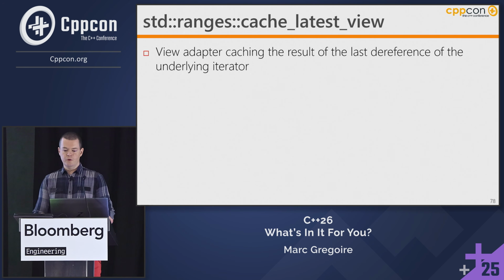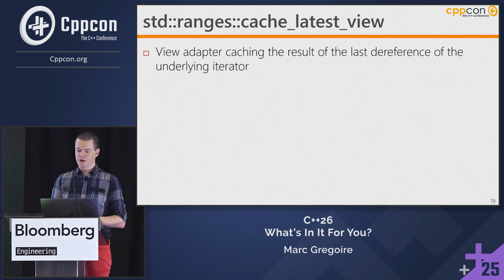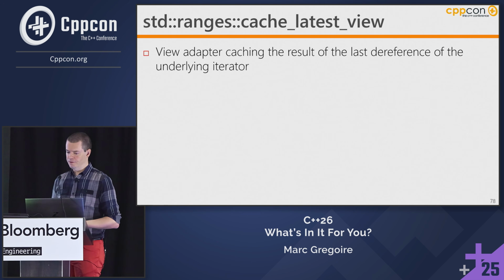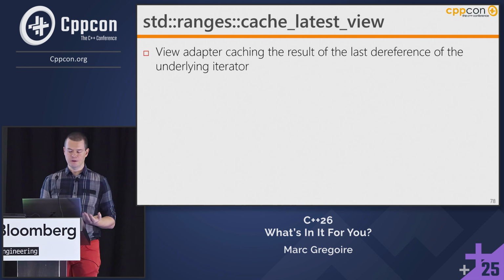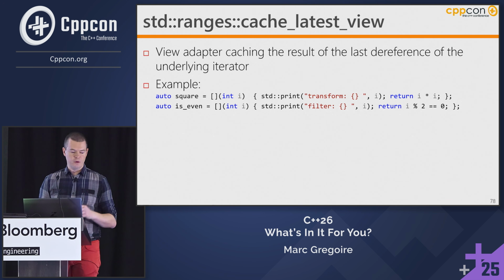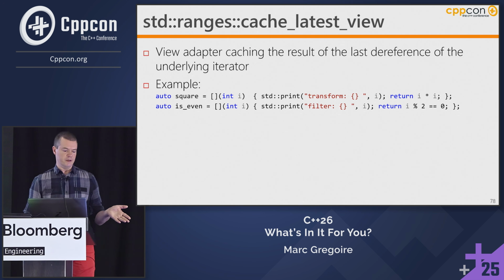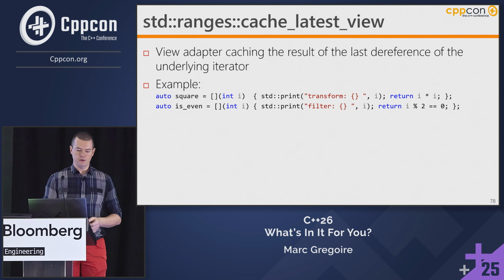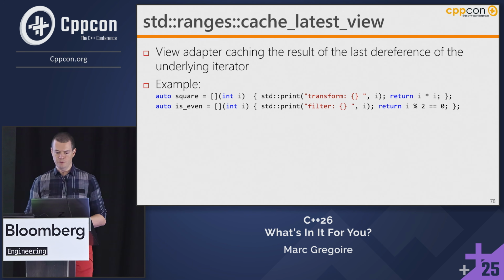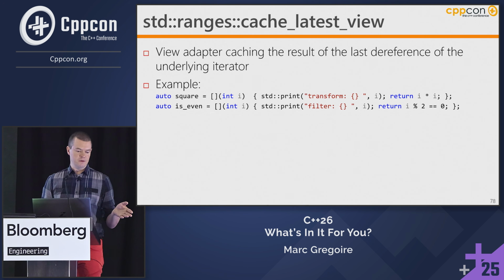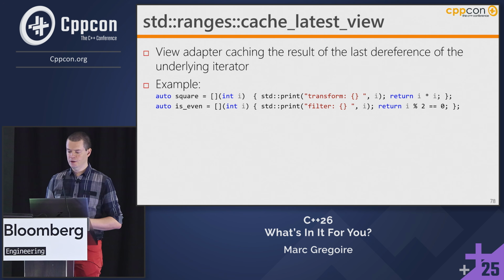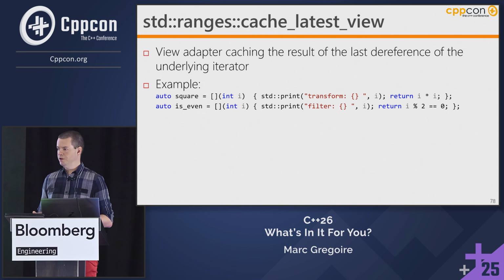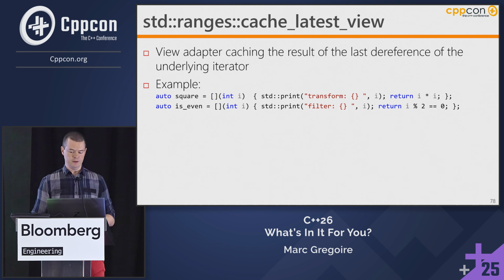There is also a new view adapter to cache the result of the last dereference of an underlying iterator. Sounds complicated, but let's look at an example. We first define 2 lambdas, square, which simply prints something to the console and returns the square of an input value. The second one is even, which again prints something to the console and returns true or false depending on whether the input is even or not.